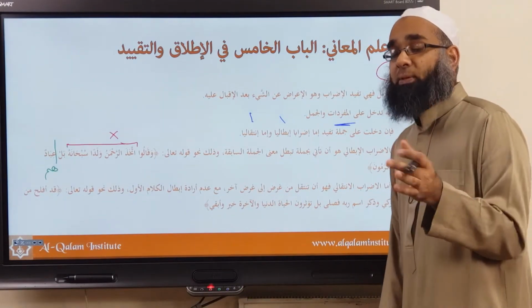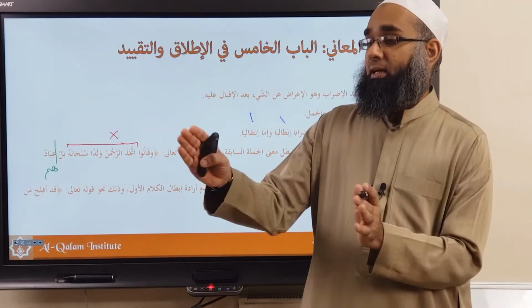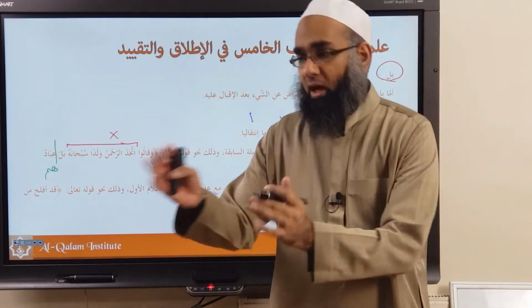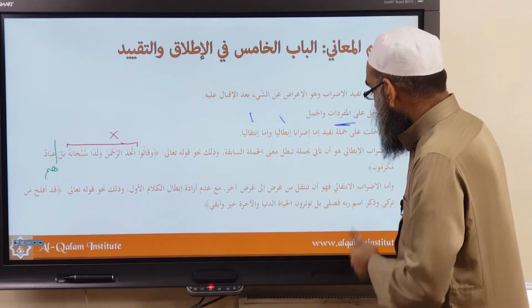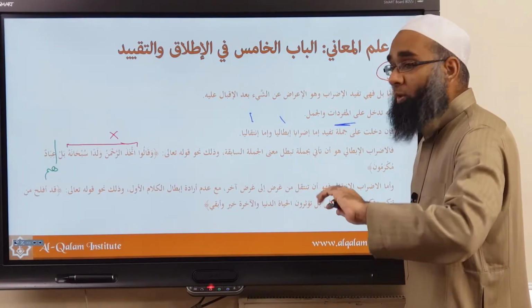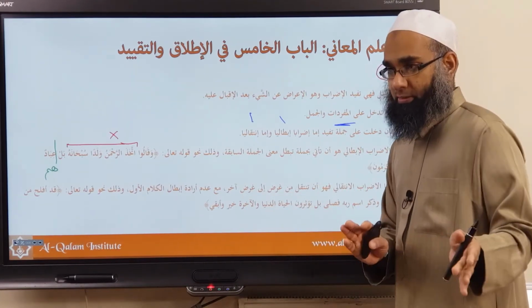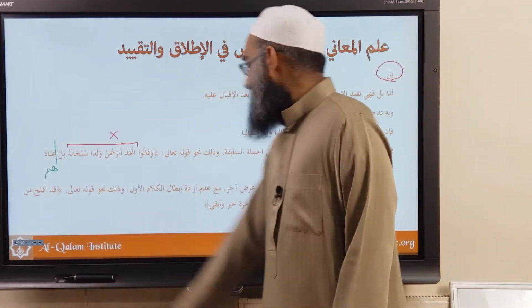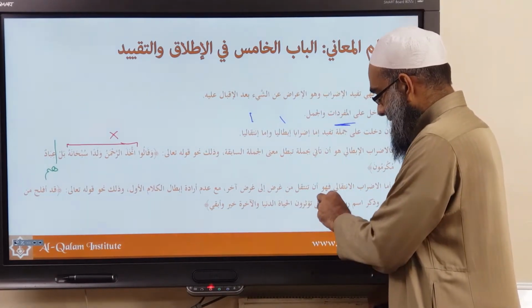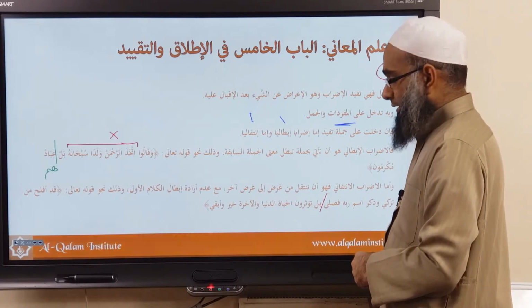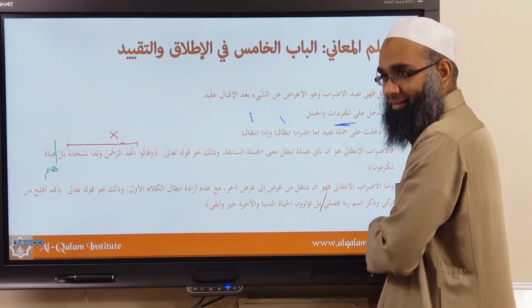And intaqala yantaqilu intiqal, to move away. Somebody dies, it says he's passed away. It's intaqala, meaning he's moved on from this world to the hereafter. Do you understand? So intiqal is when you have a jumla, but you don't want to negate the first sentence. You're just saying, okay, point taken, let's move on. قَدْ أَفْلَحَ مَنْ تَزَكَّى وَذَكَرَ اسْمَ رَبِّهِ فَصَلَّى. Yeah? بَلْ تُؤْثِرُونَ الْحَيَاةَ.